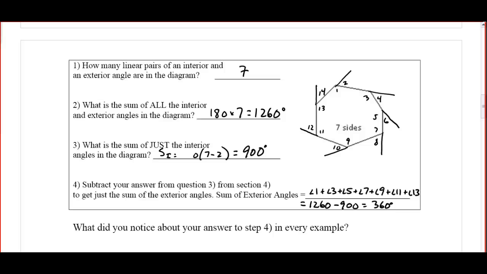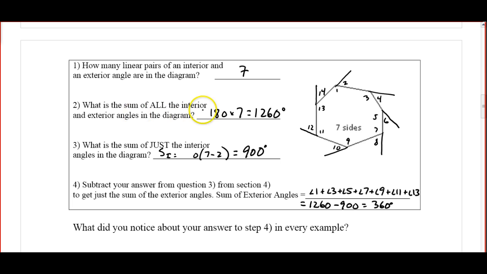Alright, so here's this third example, and let's just go through each step. How many linear pairs? We have 7, so this is how I drew my exterior angles. Yours might be a little different, but we should still have 14 different angles. And we have 7 linear pairs. 1 and 2 is a linear pair, 3 and 4 is a linear pair, etc.